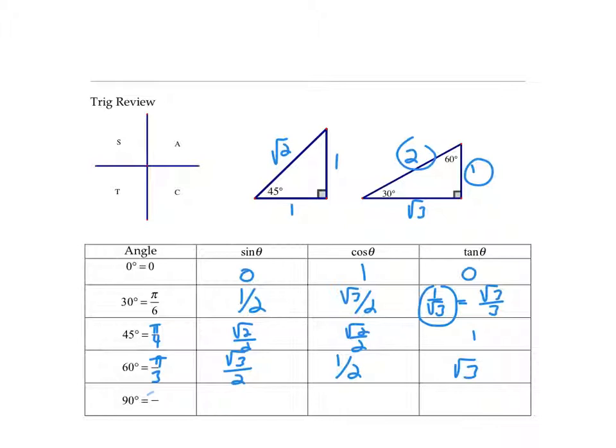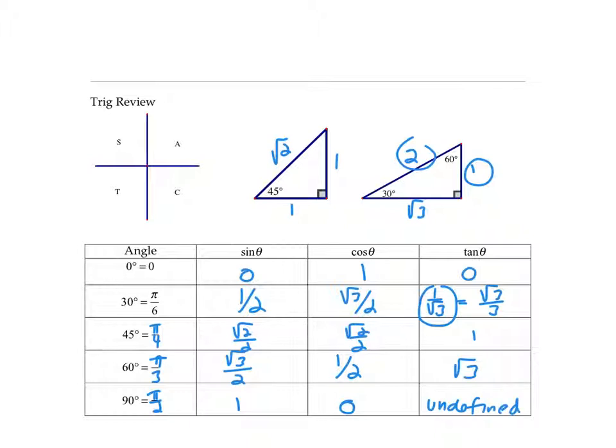Okay, for 90 degrees, it's pi over 2. And you might find it helpful to think about the graph with this, but the sine of 90 degrees is just 1, cosine is 0, and that makes the tangent undefined.